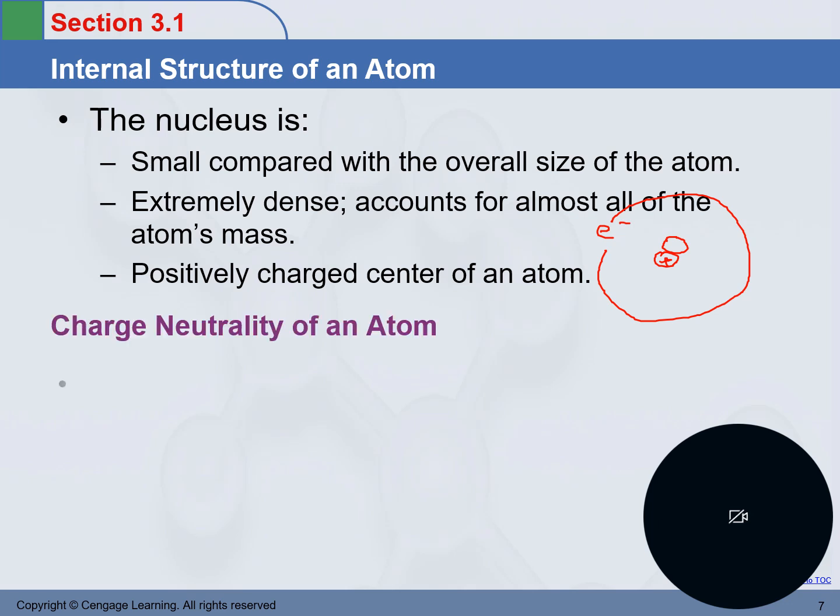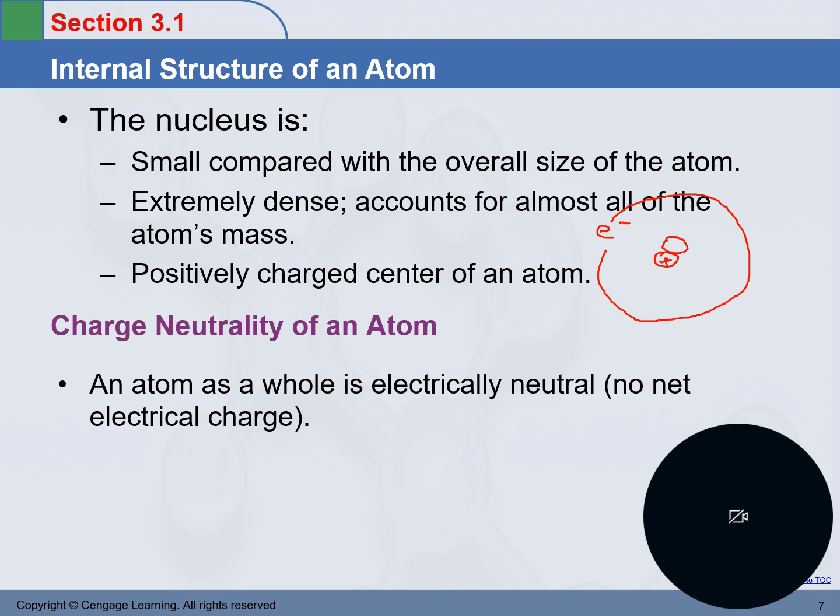So for the most part, when we look at atoms, they're going to be electrically neutral. That means we have just as many protons in the nucleus as we do have electrons roaming around the nucleus.